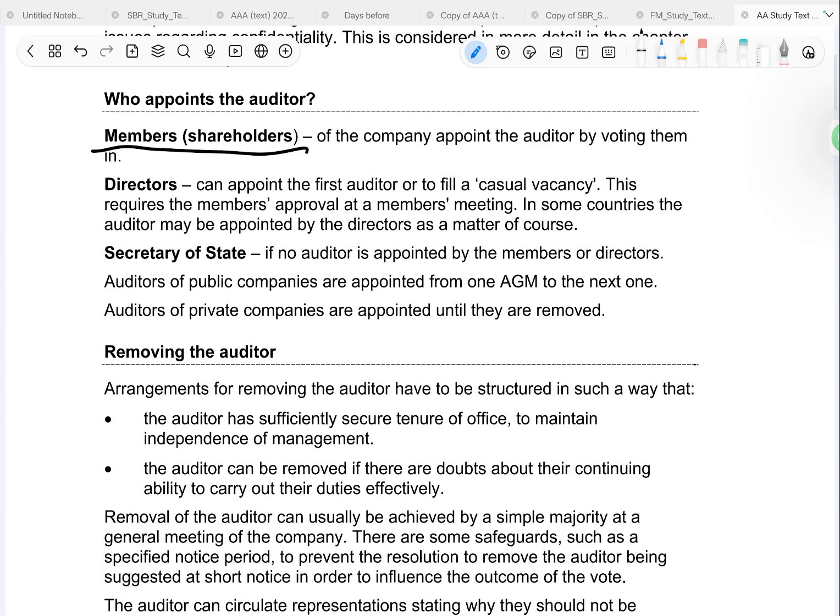Another small point to remember for the exam is the difference between public and private companies. For public companies, auditors are usually appointed from one AGM to the next AGM, and for private companies, auditors are generally appointed until they are formally removed.